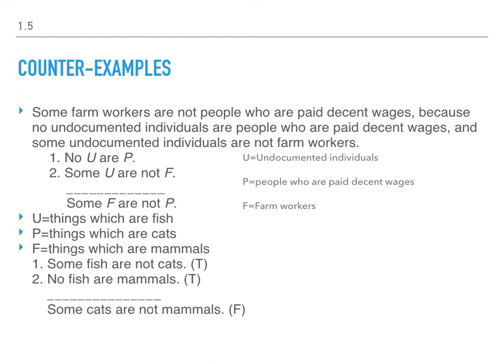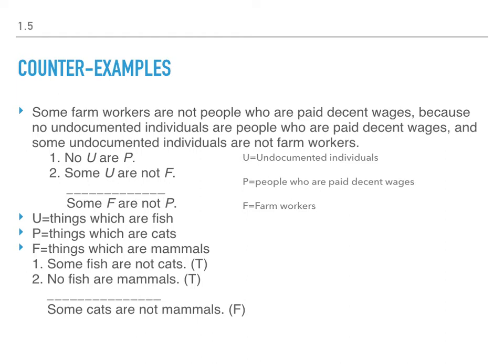So for us, the word "some" is logically equivalent to the phrase "at least one." That's what it means to say that some fish are not cats, is to say that there is at least one fish which isn't a cat. And of course, that's true. It's true, in fact, because all of the fish are not cats, that every fish isn't a cat, or that no fish are cats.